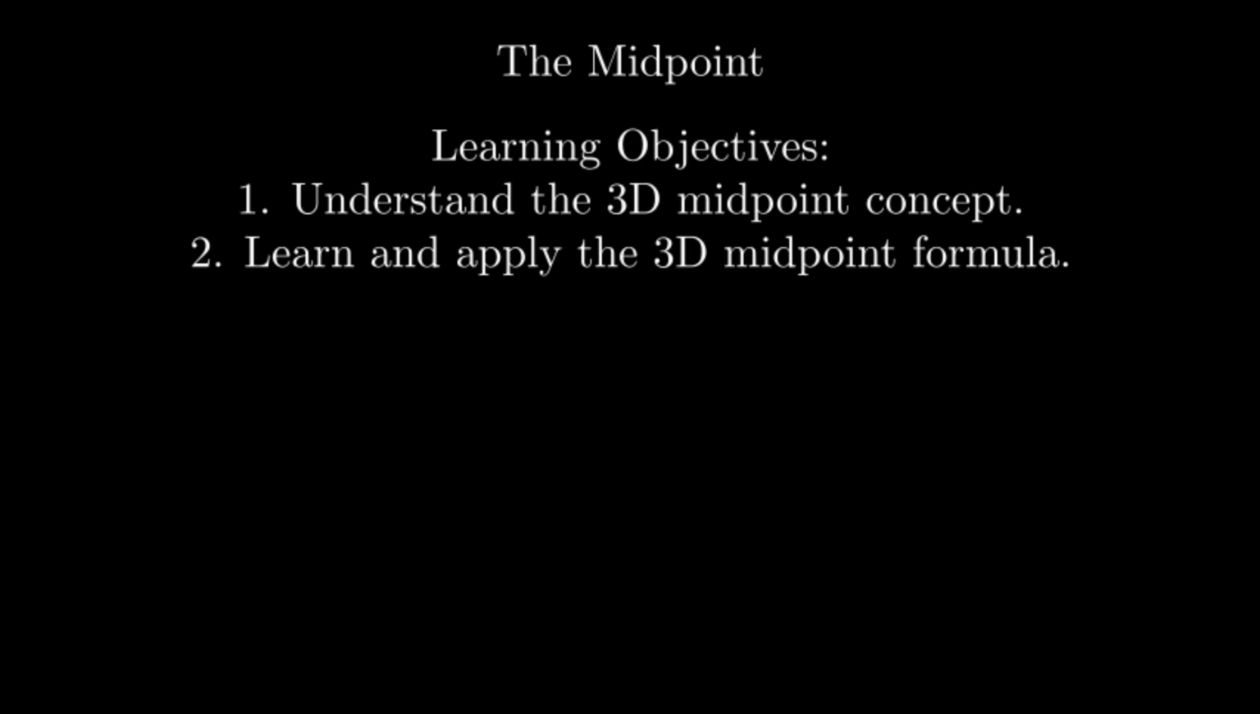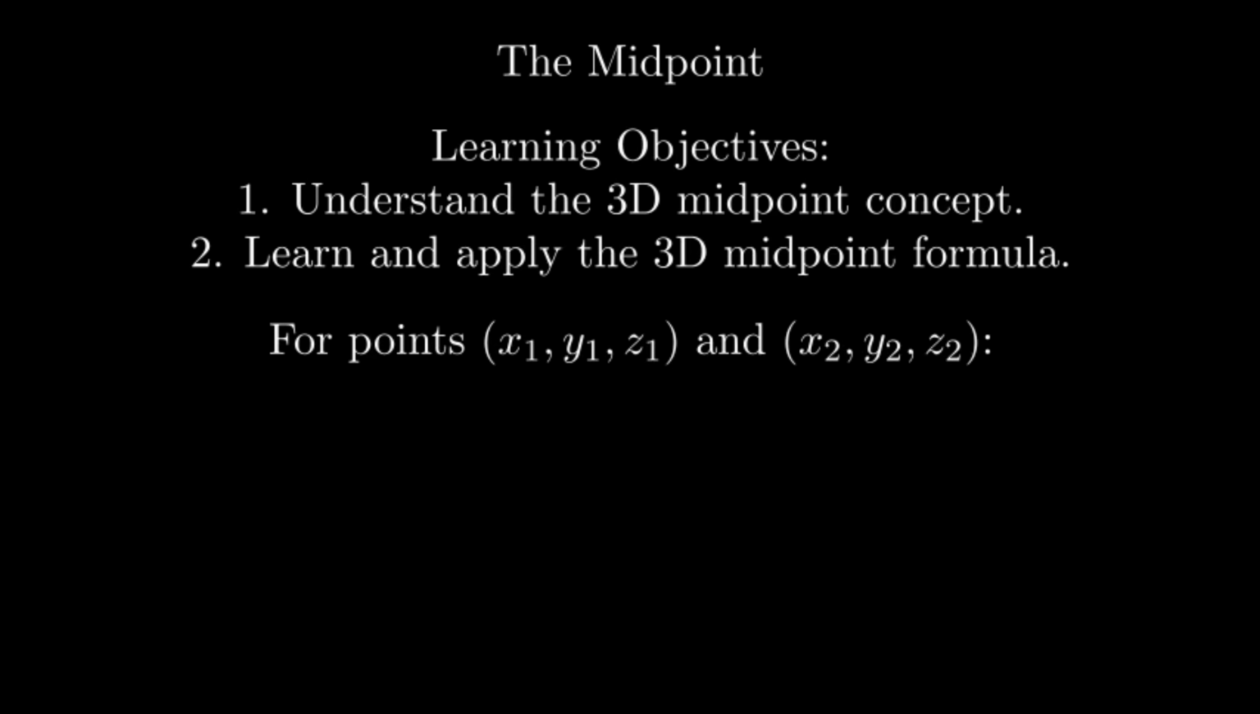Just like the distance formula, the midpoint formula in 3D is a straightforward extension of what you already know from 2D. The midpoint is simply the average of the coordinates of the 2 endpoints. Think about it this way. To find the middle of 2 numbers, you add them together and divide by 2. We do the exact same thing for each coordinate.